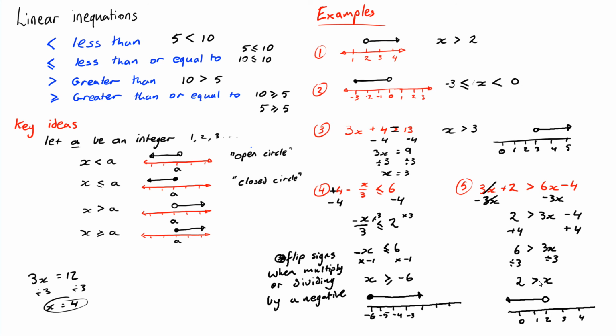2 greater than x, well, that's the same as saying x is less than 2. So you can change them up depending on how you read it. 2 is greater than x, or x is less than 2. It's the same kind of equation. So all the numbers to the left of 2, open circle because we're not including 2 itself.